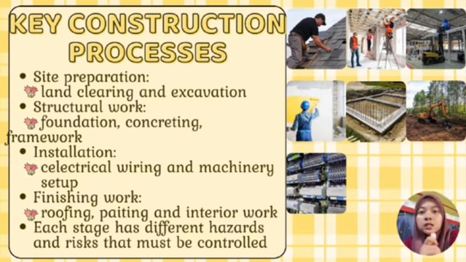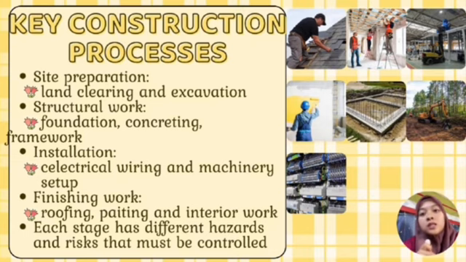The third stage is installation work, where electrical wiring and machinery systems are installed to ensure the building functions properly. The final stage is finishing work, which includes roofing, painting, and interior work to complete the construction project. Each stage has its own hazard and risk. Therefore, proper safety measures and control methods must be implemented to protect workers and ensure the project is completed safely.